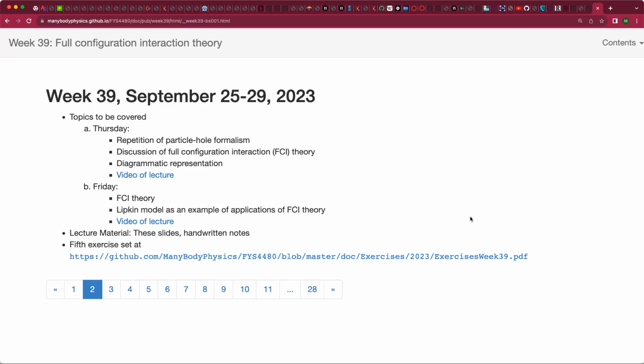We're going to link this to the Lipkin model, which will form the basis for the first midterm. And then, if we get time, and I didn't write it here, we may actually start with the Hartree-Fock theory, which is our first mean field theory.